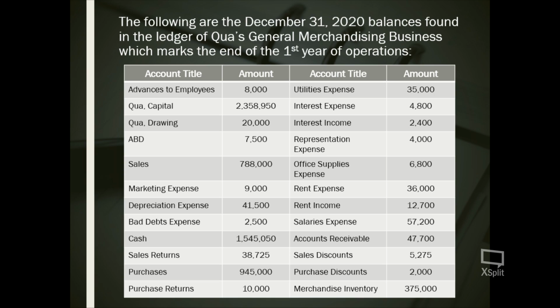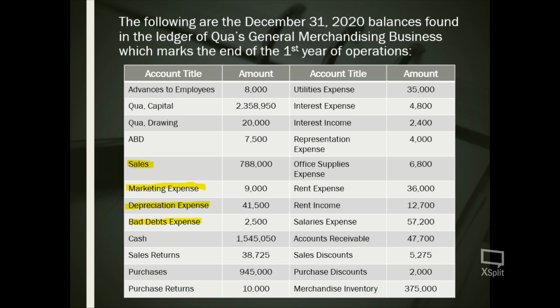This, kuha capital is an equity. Okay, drawing account, hindi kasama yan. Allowance for bad debts. Okay, this is a contra asset account, so hindi rin kasama yan. Sales is an income account, so kasama to. Marketing expense, kasama yan. Depreciation expense, bad debts expense. Cash is an asset, so hindi.